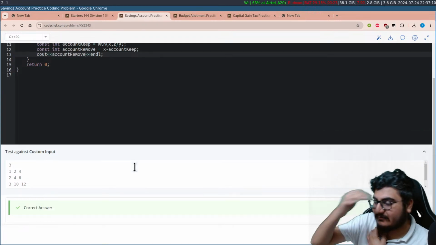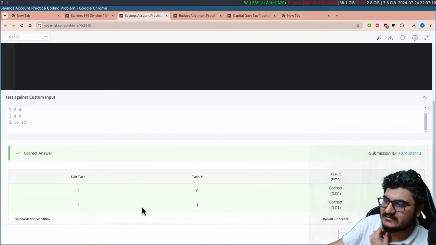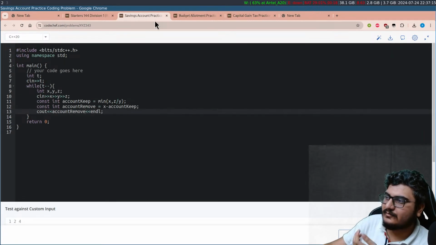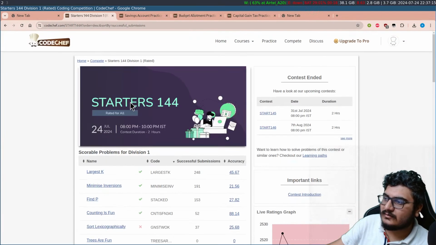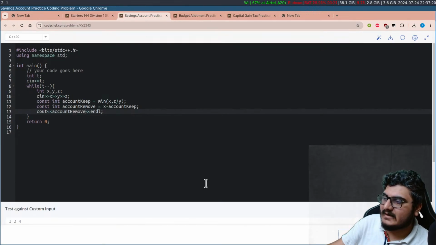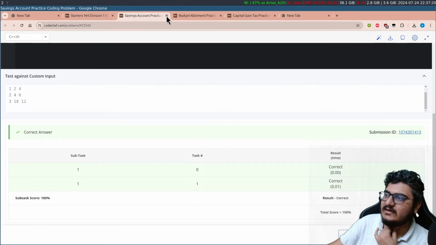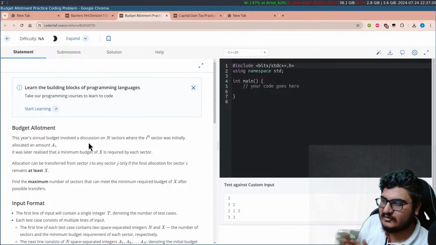I am moving one after the other. My plan was to first discuss the three problems and then I will move to the larger scale. Any questions on this one, savings account, before we move on to budget allotment?